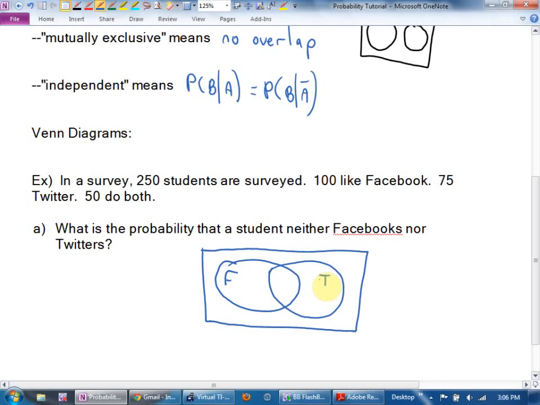With this piece of information here, what's going to go right here? It's going to go right here: 50. What's going to go right here? 50. What's going to go right here? And clearly I made these numbers up, because what's going to go right here? 75? Let's see, 100, 50, and 125. I doubt half of you don't have a Facebook account, but I'm making up numbers.